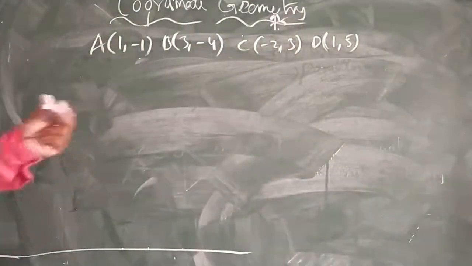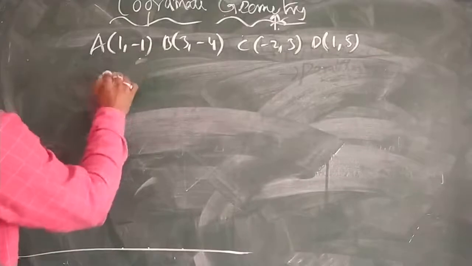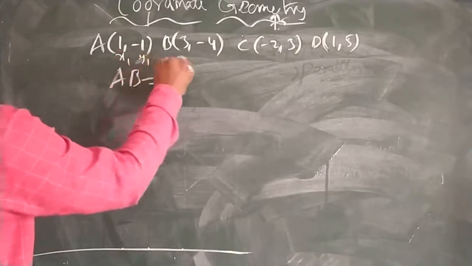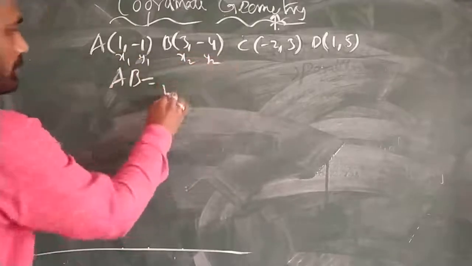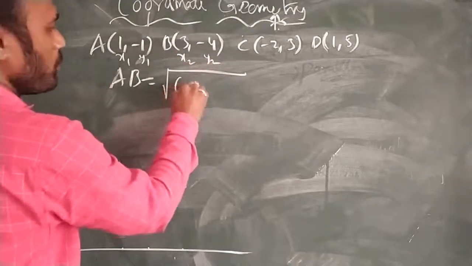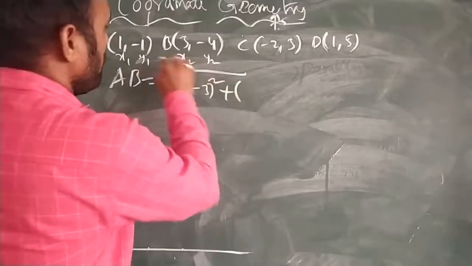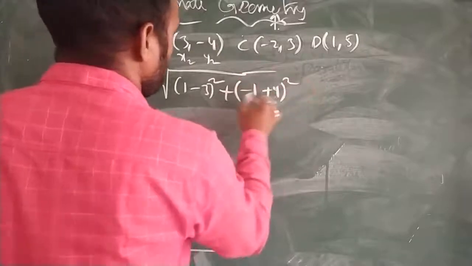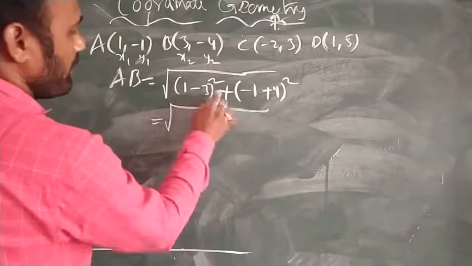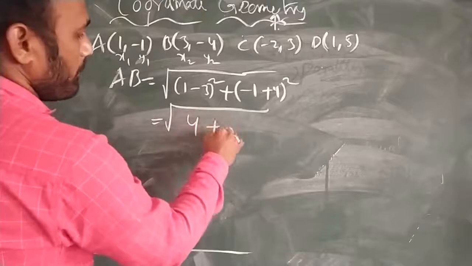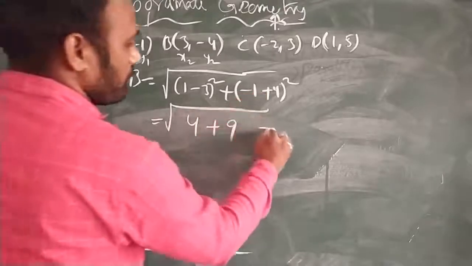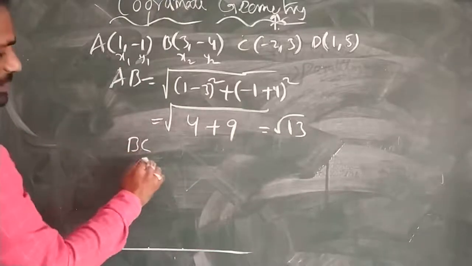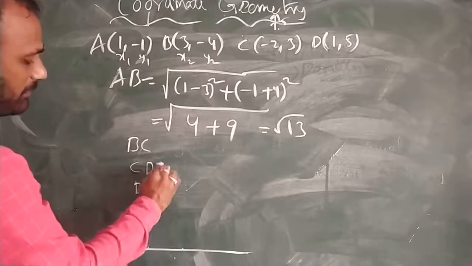Now let us see what kind of figure it is. So here AB distance, x1, y1, x2, y2. So the distance between 2 points is the square root of (1 minus 3) whole square plus (y1 minus y2) whole square, that is (-1 plus 4) whole square. So that is (1 minus 3) whole square is 4 plus 9. 3 square is 9. 4 plus 9 is root 13. So like this we have to do BC, CD and DA.